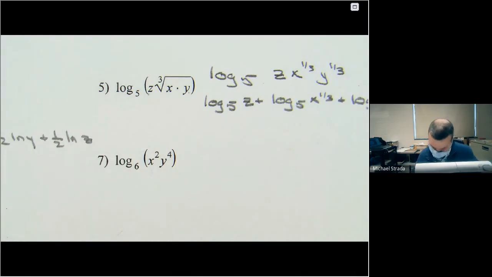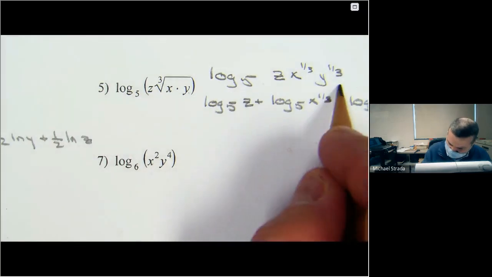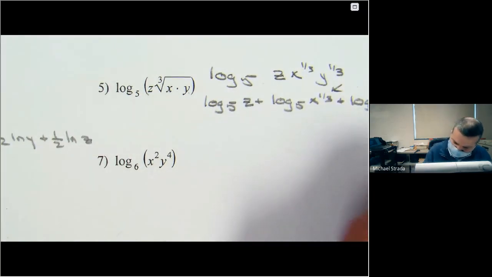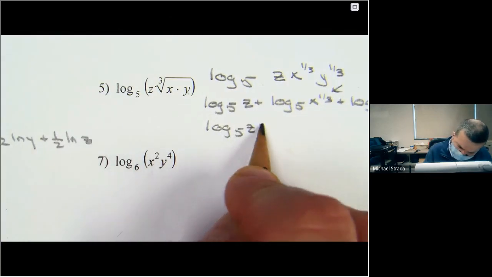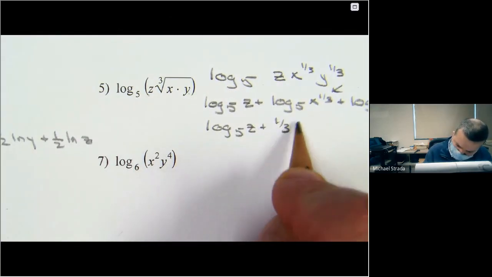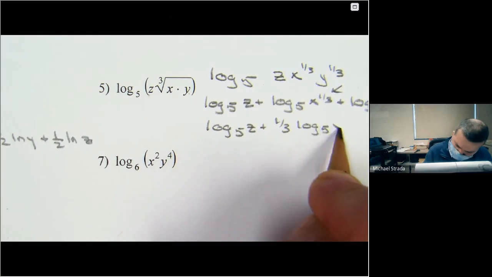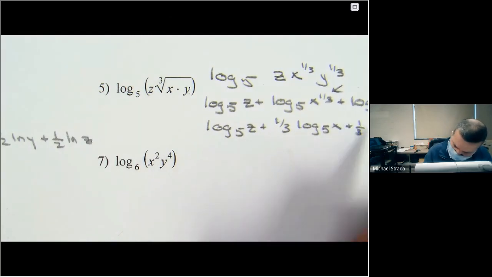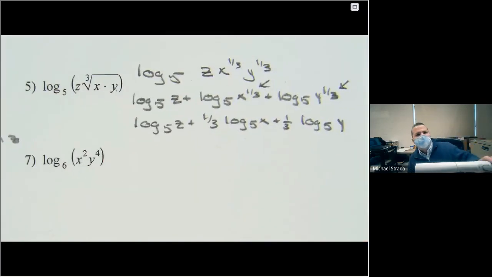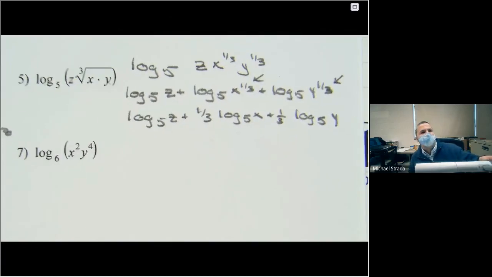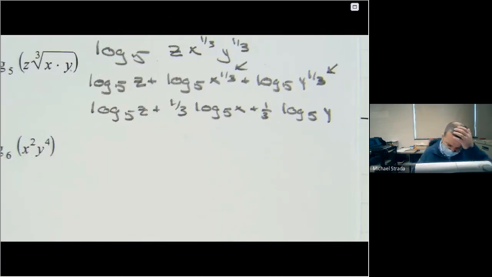All right. And then take your exponents and move them to be coefficients. So our final answer is log base 5 of z plus 1/3 log base 5 of x plus 1/3 log base 5 of y. So when you're done expanding with variables, there should be no two variables together. Each variable should have its own log.